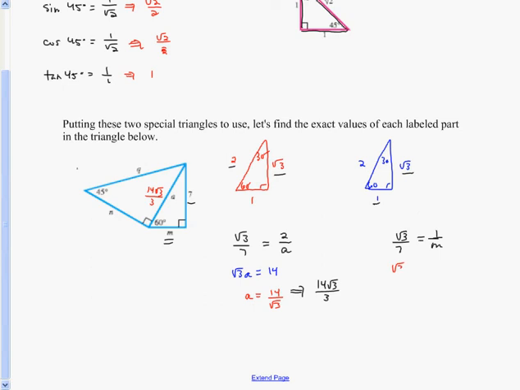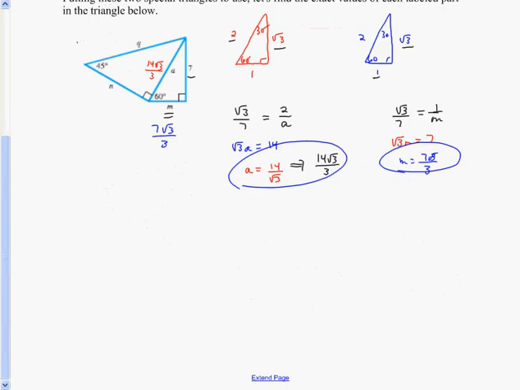Cross multiplying, I get square root of 3 m is equal to 7. So m is 7 divided by square root of 3, which would be 7 square root of 3 over 3, and I'm going to check him too, and that's exactly right. Yay, it worked. Okay, so we found A here, and we found M here by setting up two similar triangles with our 30, 60, 90.